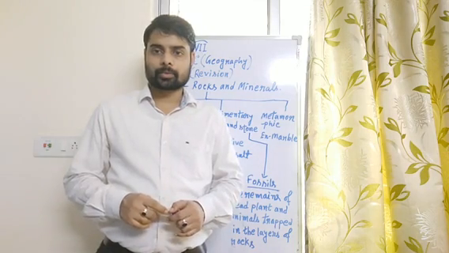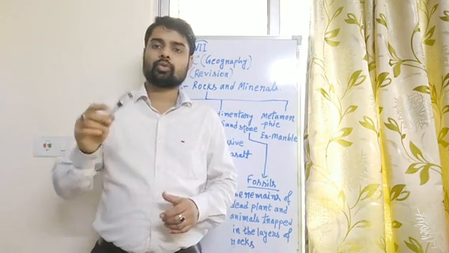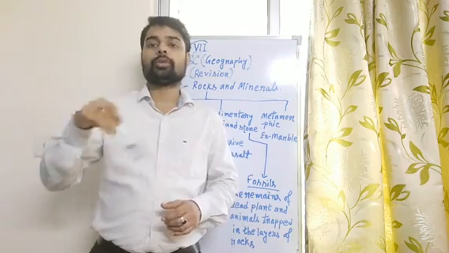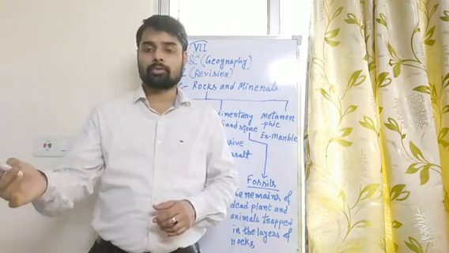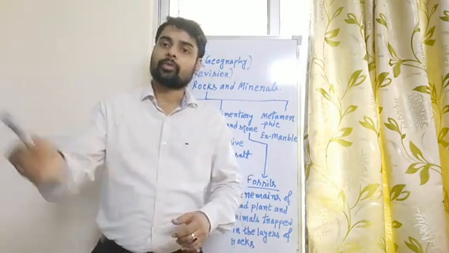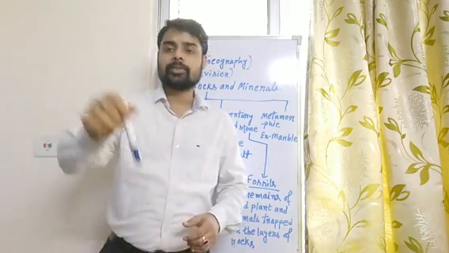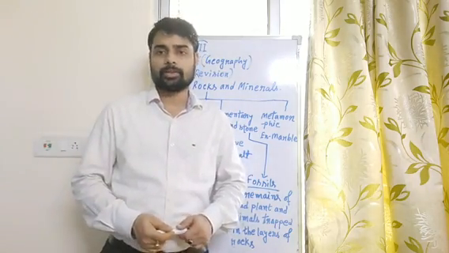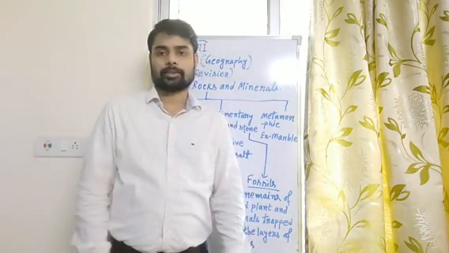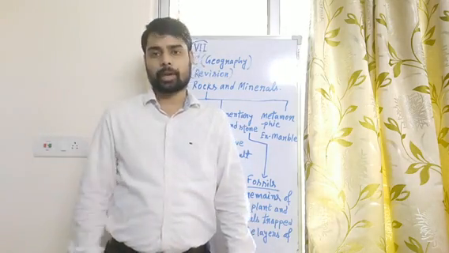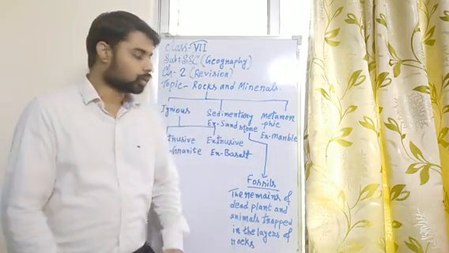Another thing: when the molten material comes out onto the surface, it is called lava, and when molten minerals and metals are stored inside our earth, it is called magma. So this is the difference, don't be confused.